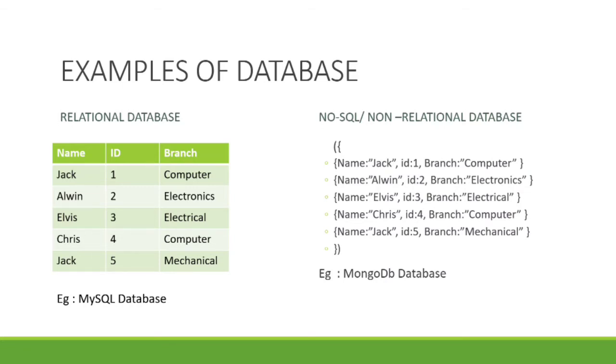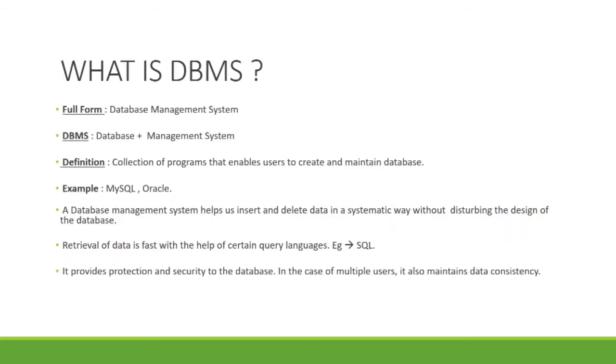Now, on the right hand side is an example of non-relational database that is of the type of key value pair. This is a JSON kind of an arrangement. So you can see the name is the key and Jack is the value. Similarly, ID is the key and 1 is the value, and so on. The database is created. Now let's look at what is DBMS.